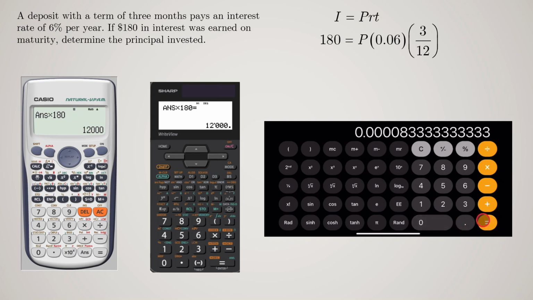And now we want to do the reciprocal. This is not the answer we want. This is the flip of the answer we want. On this calculator, the reciprocal button is 1 over x. So if I hit that, there's the 12,000.